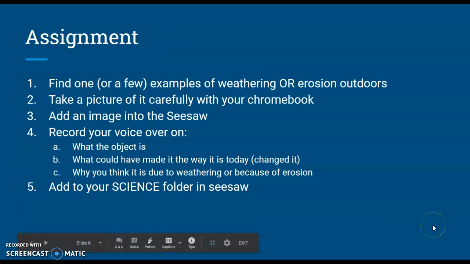Your assignment. Step one, find one or maybe a few examples of weathering or erosion outdoors. Take a picture of it carefully with your Chromebook. Step three, add an image into Seesaw. Step four, record your voiceover on what the object is, what could have made it the way it is today, what could have changed it, just like I showed you with a few of my examples, and why you think it is due to weathering or because of erosion. So which one do you think is possibly the case here? And then step five, please add it into your science folder within Seesaw.